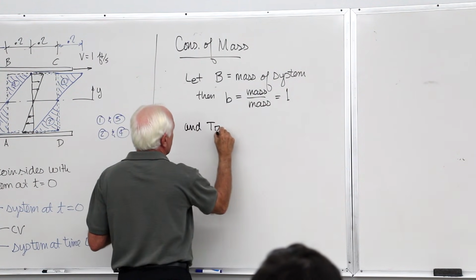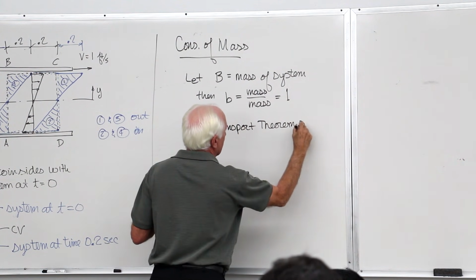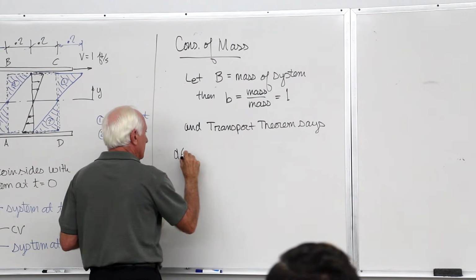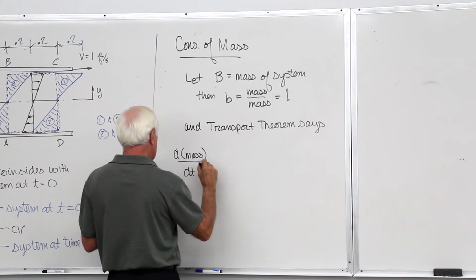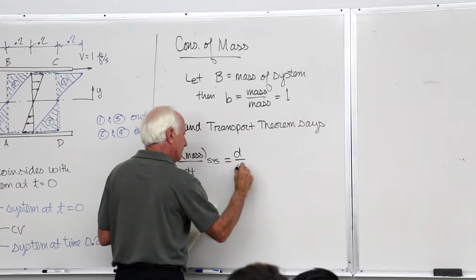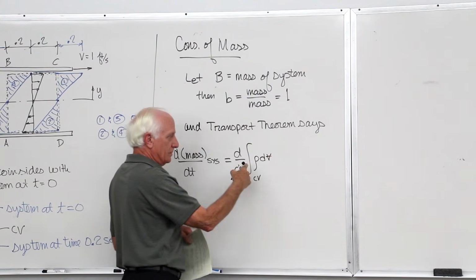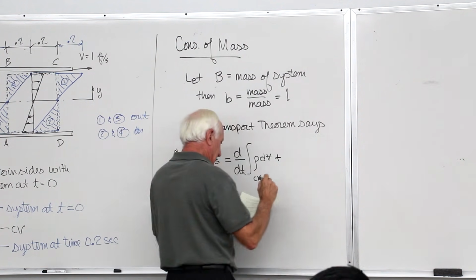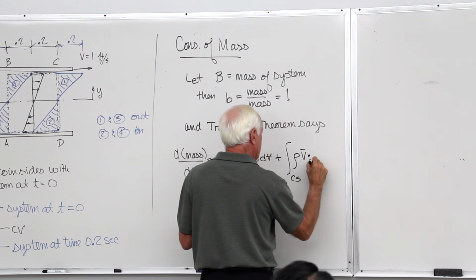And the transport theorem says the following. Don't forget now, capital B is the mass. dm/dt of the system equals d/dt of the control volume. Don't forget, little b is 1, so there was a little b in there, but little b was 1, plus the integral over the control surface of rho v dot dA.